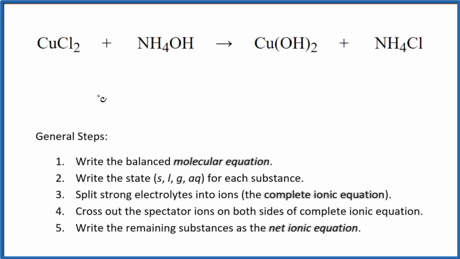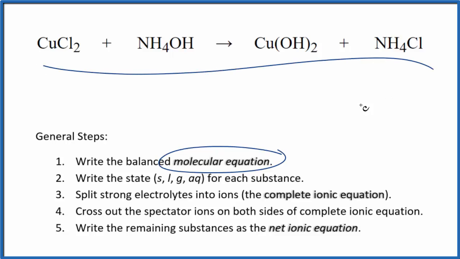In this video, we'll balance the net ionic equation for CuCl2 plus NH4OH. This is copper(II) chloride, and this is ammonium hydroxide. The first thing we need to do with net ionic equations is balance the molecular equation. This is the molecular equation.